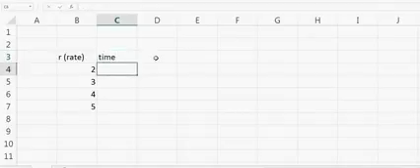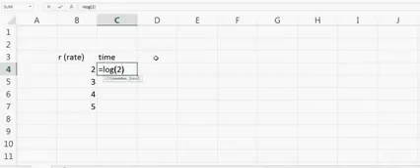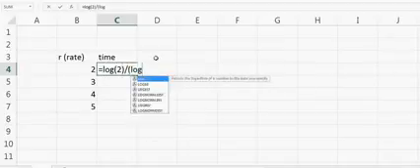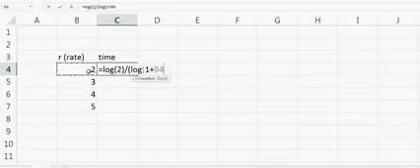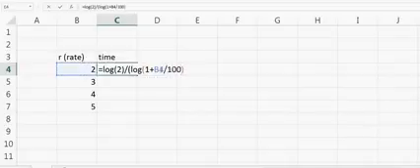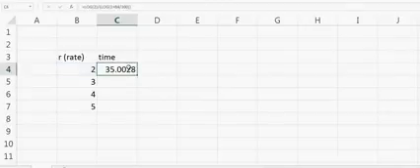So time should be equal to, as we calculated before, log of 2 divided by log of 1 plus 100, because this is in the percentage, right? So it says 35 years, right?